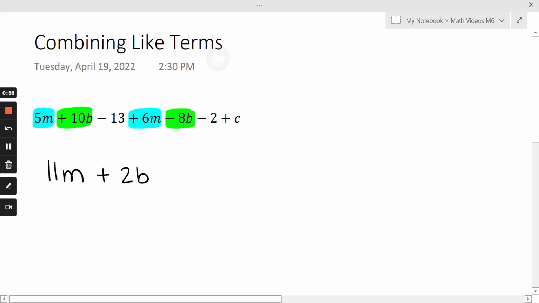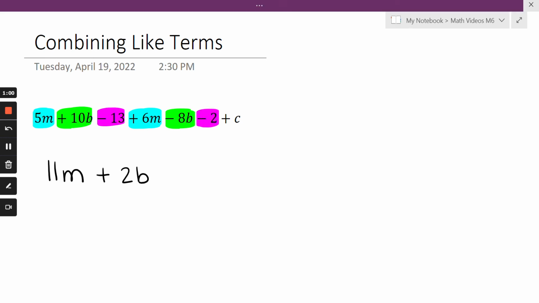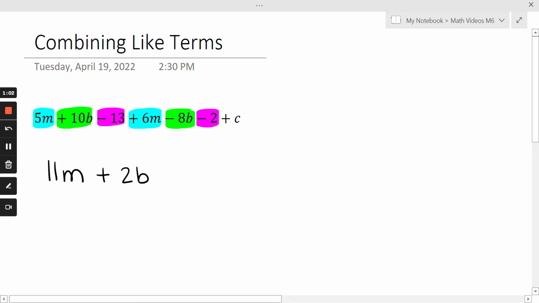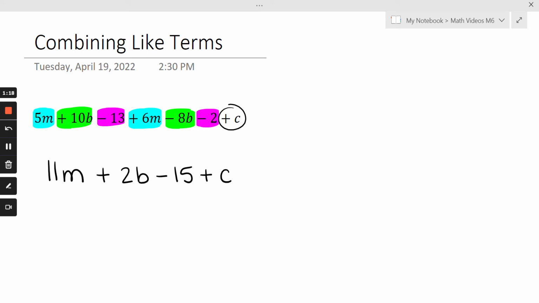I also notice that I have a negative 13, and I'm going to subtract 2 more. So negative 13 minus 2 is going to get me negative 15. And then I have a c left over, and there's nothing to combine with that, so I'm just going to put c at the end. And that is my simplified expression where I have combined the like terms.